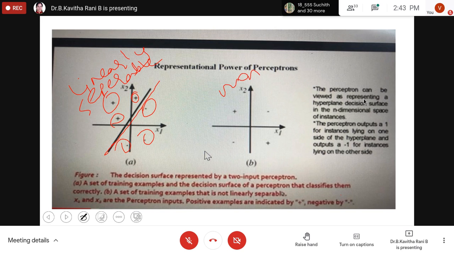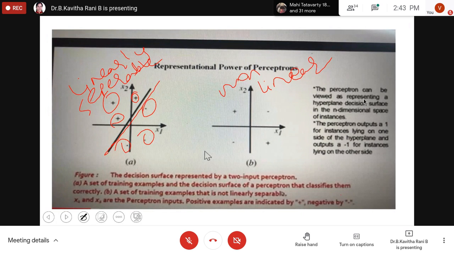Non-linearly separable. This is non-linear. Why? Because you can see here, whatever the data is, it is not separated correctly. This is a set of training examples that is not linearly separated. X1 and X2 are the perceptron inputs. Positive examples are indicated by a plus, negative by a minus sign.